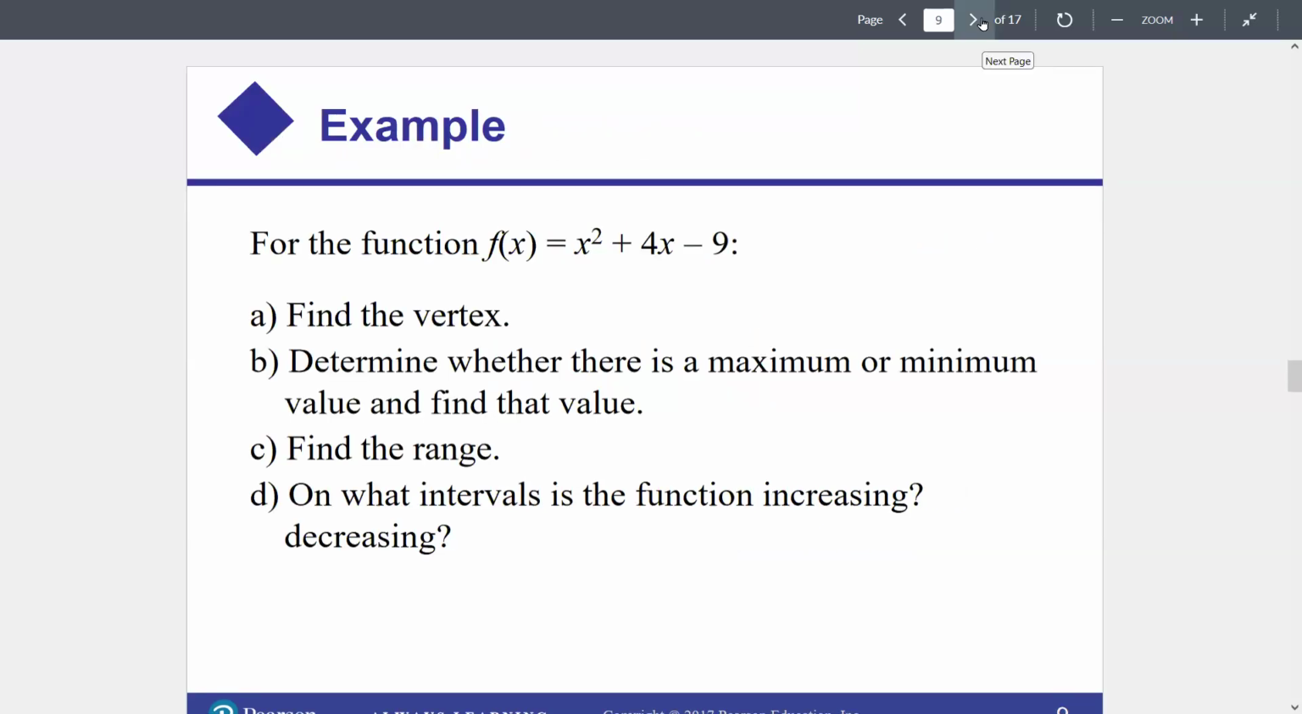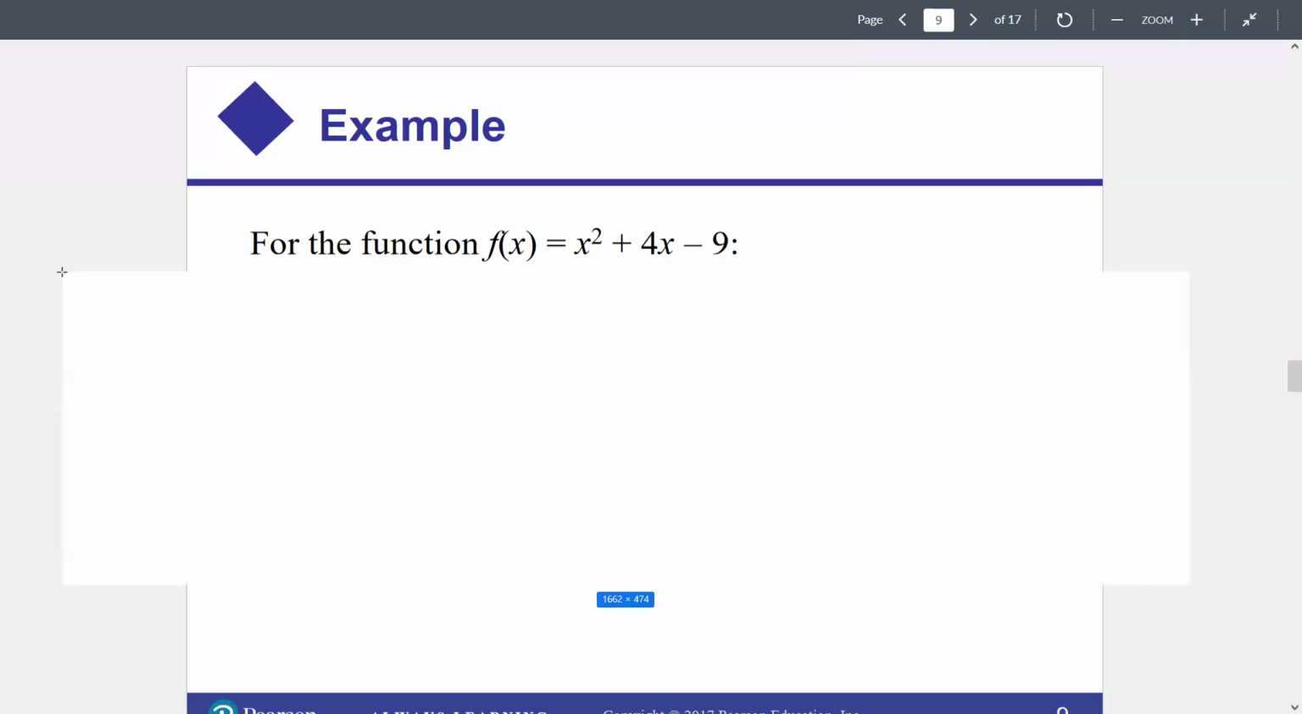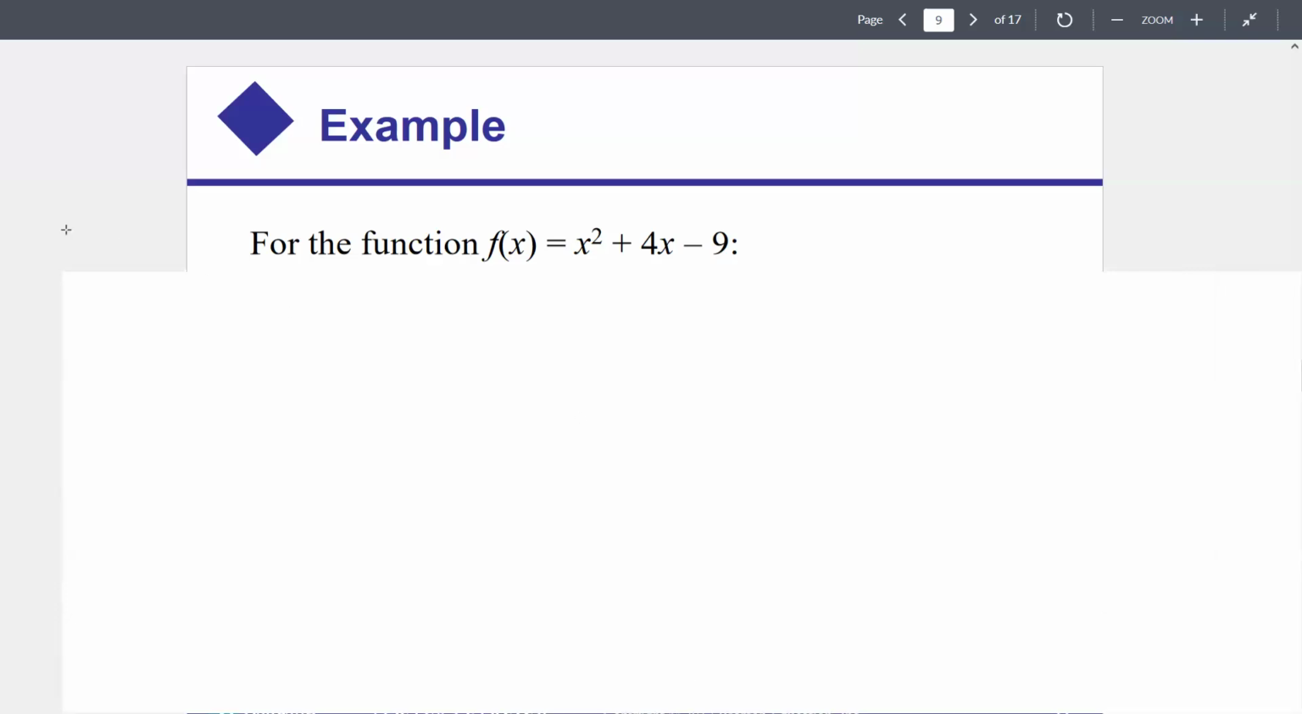Okay, so for this function here, we're going to find the vertex, and determine whether it's a minimum or a maximum value. We'll talk about how we do that. We'll talk about how we're going to find the range and on what interval the function is increasing and decreasing. What I'm going to do is eliminate all of this right now. The first thing we're going to do is find the vertex.